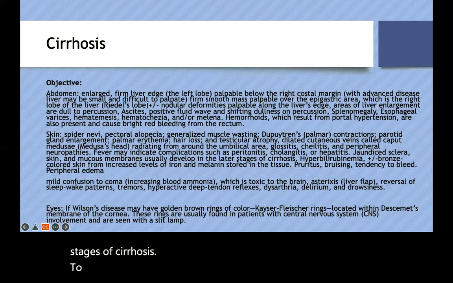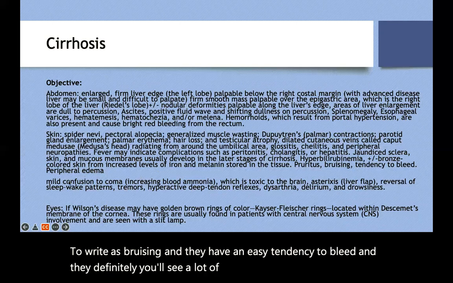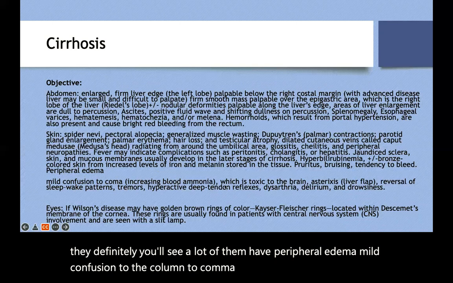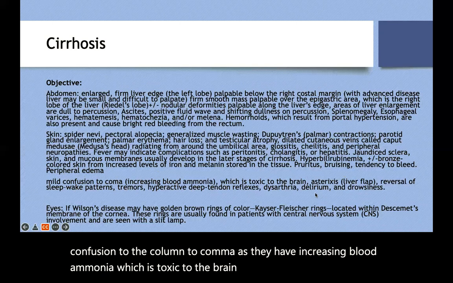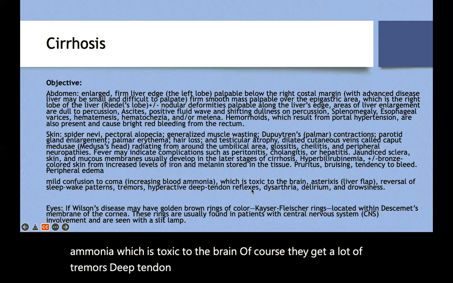Pruritus, bruising, and they have an easy tendency to bleed. And you'll see a lot of them have peripheral edema. Mild confusion to coma as they have increasing blood ammonia, which is toxic to the brain, of course. They get a lot of tremors, hyperactive deep tendon reflexes, dysarthria, delirium, and drowsiness.